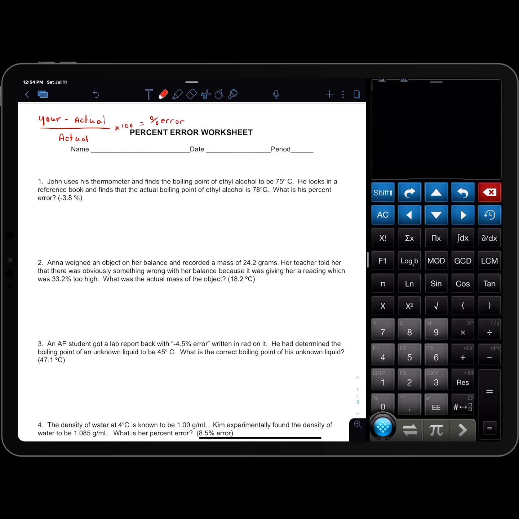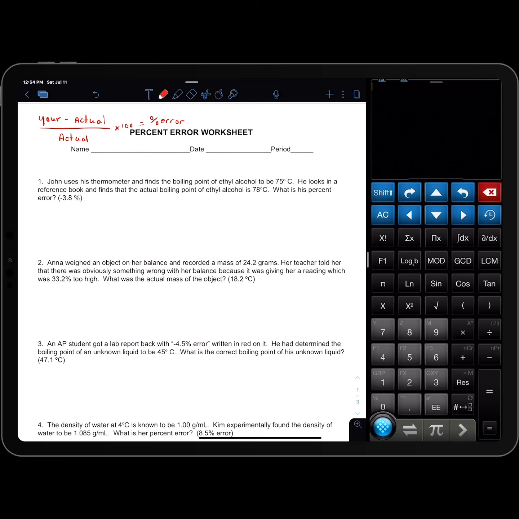All right, now here's the thing. In the textbook, I know it says experimental minus literature divided by literature times 100, and you have to take the absolute value of your answer. But you're going to see why I personally leave that percent error on there.